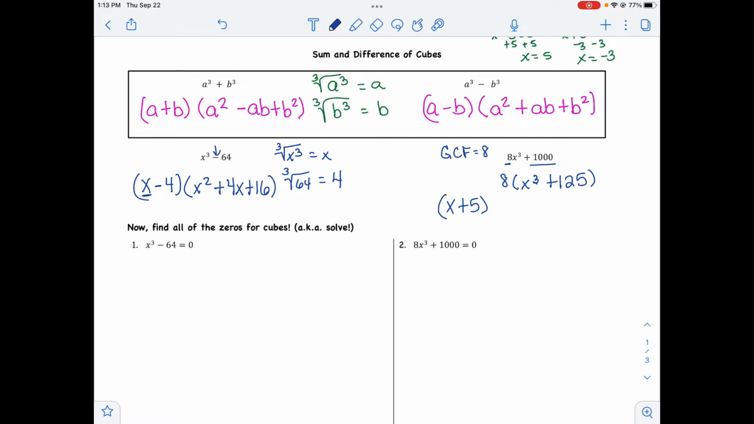I'm doing a sum, so that's why I have an addition. So then I square my first term, my a term, x squared. Because I have addition, I'm doing the opposite here. Multiply 5 times x. And then 5 times 5, or 5 squared, is 25. Do not forget to bring this 8 down in front, or it will be incorrect. So those are factoring those out to our form of sum and difference of cubes.